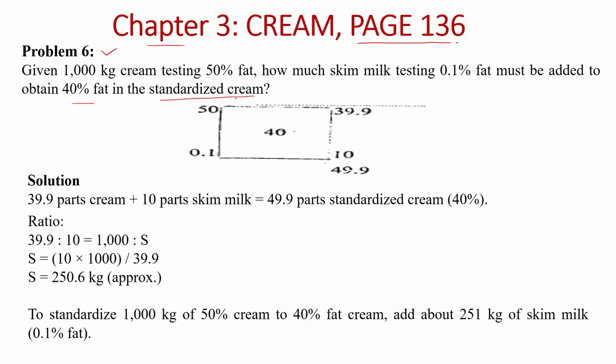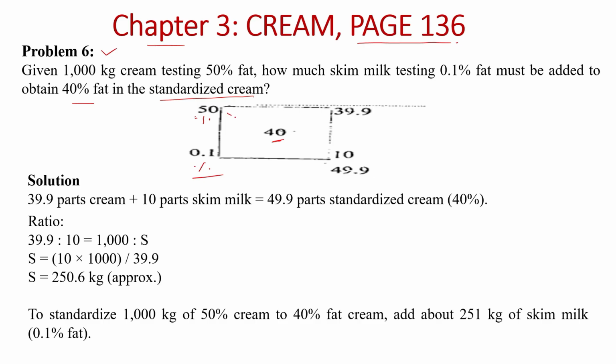Okay, so we are given cream with 50% fat, and skim milk of 0.1% fat, and we have to have 40% fat in the final cream. So for this type of problem again we will make use of the Pearson square. Here 50% fat cream and here 0.1% fat skim milk, and in the middle we will write the desired fat percentage in the standardized cream, that is 40%.